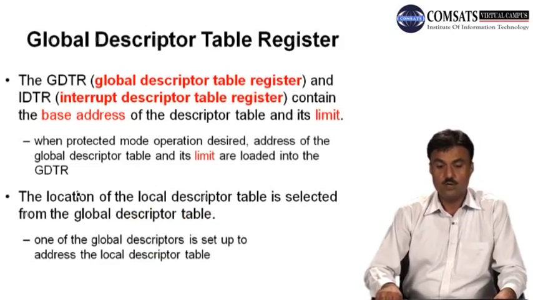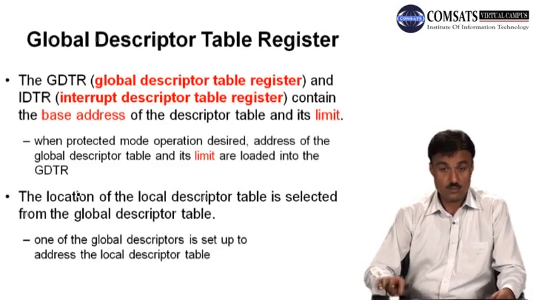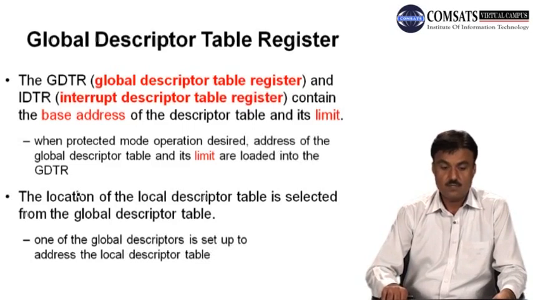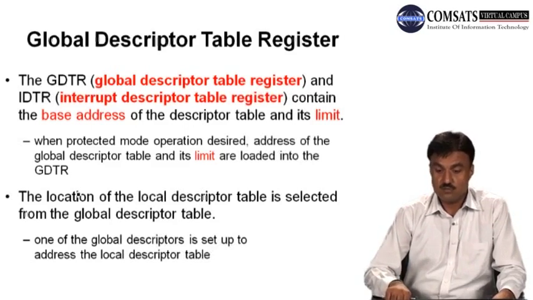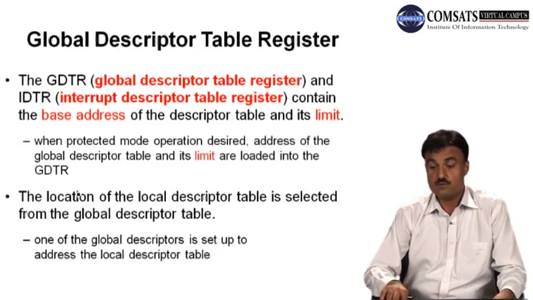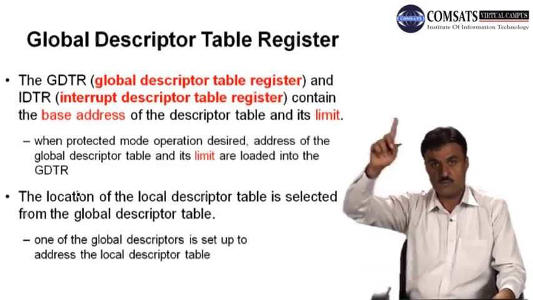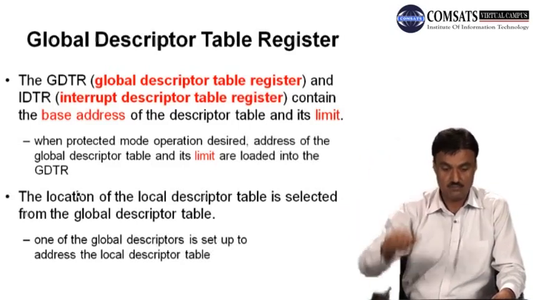So there is the global descriptor table register and the interrupt descriptor table register. There is the local descriptor table register also. So they contain the base address of the descriptor table and its limit. So this is the interrupt descriptor table register and the global descriptor table register. They contain the base address of the descriptor table and its limit, meaning what is the complete limit, what is the total.